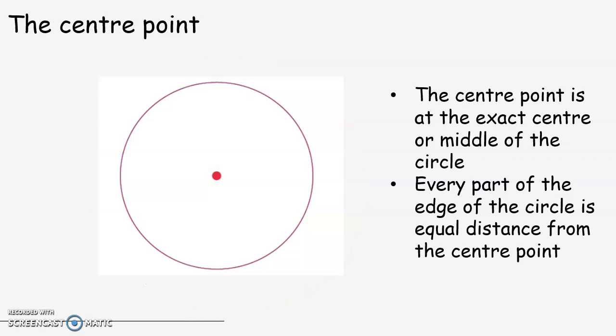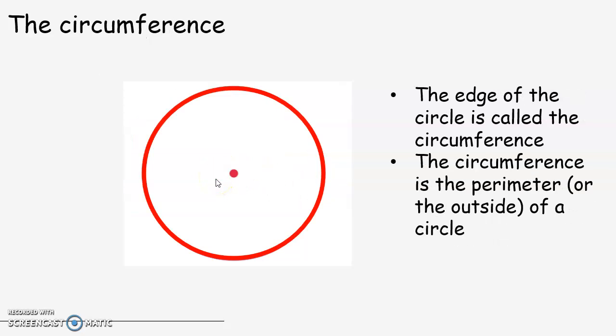The first part of the circle that we're going to be learning about is the center point. And it's really easy to remember because all it is, as the name would suggest, it's the point that's in the center of the circle. So every part of the edge of the circle is the equal distance from the center point. So if you got a ruler and you measured from the center point to this part of the edge of our circle, it would be the same along the whole circle. So every single part along the edge of the circle is the same distance away from the center point.